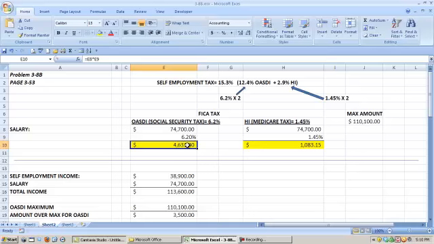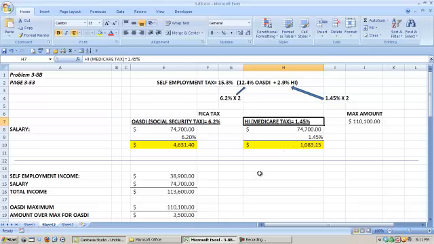Okay? Now what about the Medicare tax? Well, that's at 1.45%, and we know there's no maximum amount. So if he earns $3 million, $2 million, whatever, less or more than $110,100, it's still all taxed at this 1.45%. So 74,700 times 1.45% is $1,083.15. So this is the answer to part A of the question. How much does he owe in Social Security tax, and how much would have been withheld for Medicare tax? Okay, so this is his half of it.